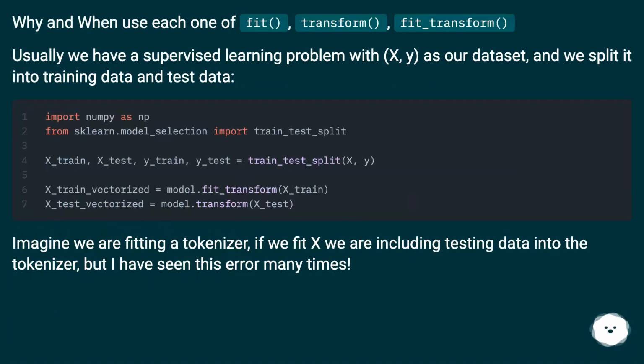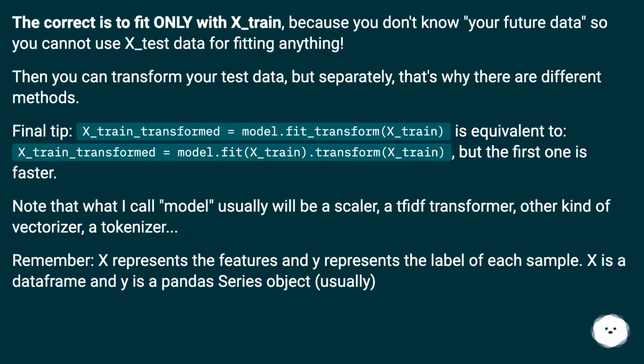Why and when to use each one of fit, transform, fit_transform? Usually we have a supervised learning problem with X, Y as our dataset, and we split it into training data and test data. Imagine we are fitting a tokenizer. If we fit X, we are including testing data into the tokenizer, but I have seen this error many times. The correct way is to fit only with X_train, because you don't know your future data, so you cannot use X_test data for fitting anything. Then you can transform your test data, but separately. That's why there are different methods.